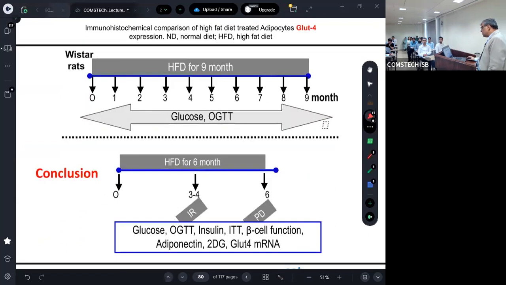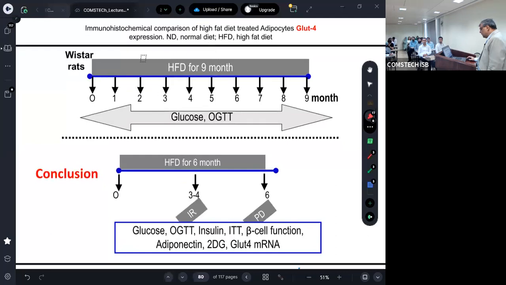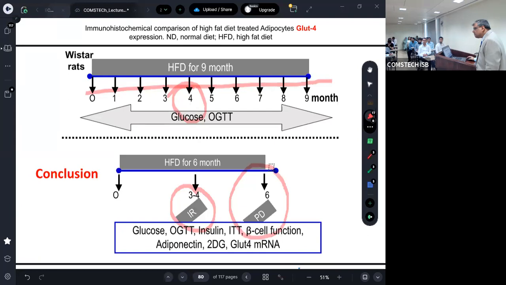Okay. So from this we conclude that normally if we give high fat diet 0 to 9 months, we found that at 4 months it developed insulin resistance, and at 6 months it developed pre-diabetes. And up to 9 months, we checked it. Up to 9 months, it doesn't develop any diabetes. Pre-diabetes remains in pre-diabetes. Up to this, clear to you?